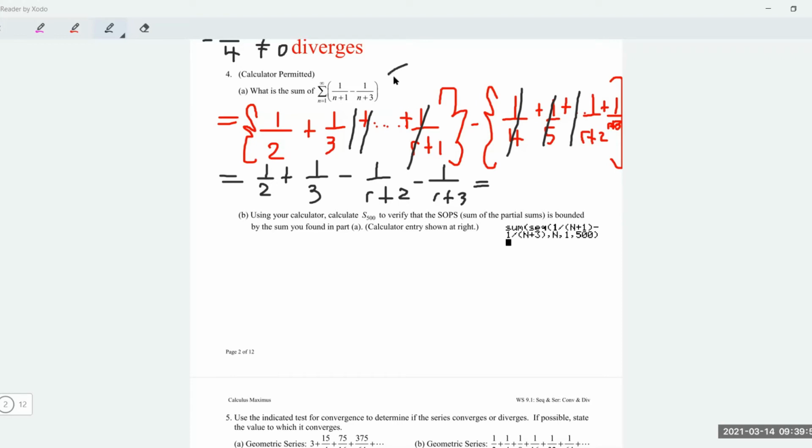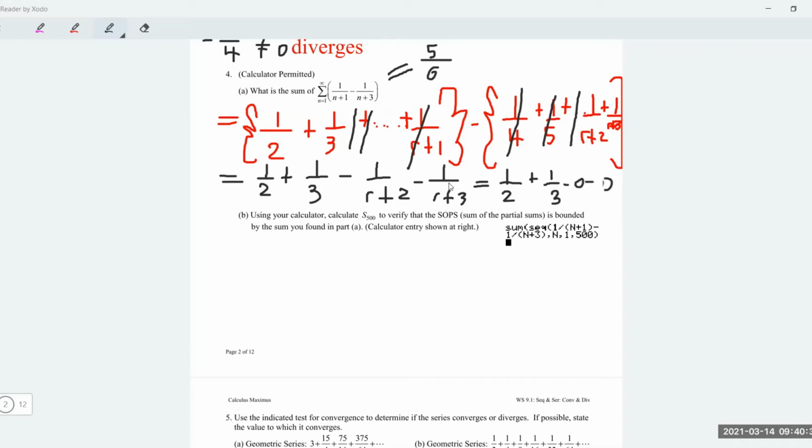So this final answer works out to be 1 over 2 plus 1 over 3, which is 5 over 6. So this works out to be 5 over 6. First what I did was find the sum from 1 to the rth term or the kth term, whichever letter you want to use, then plug in infinity, because when you plug in infinity, this becomes 0, this becomes 0. So you just get 1 over 2 plus 1 over 3 minus 0 minus 0.